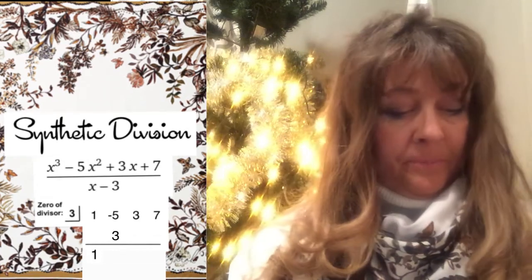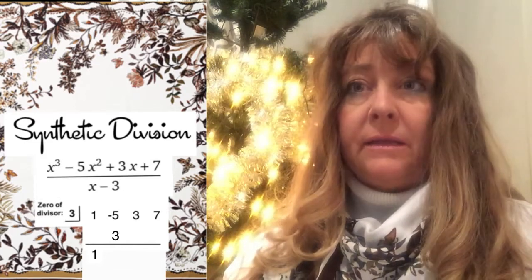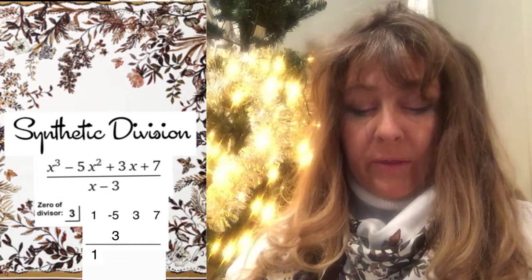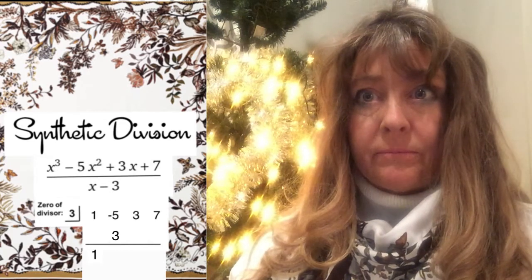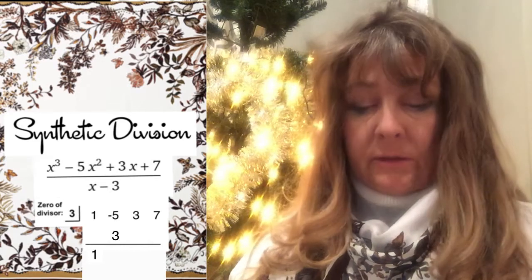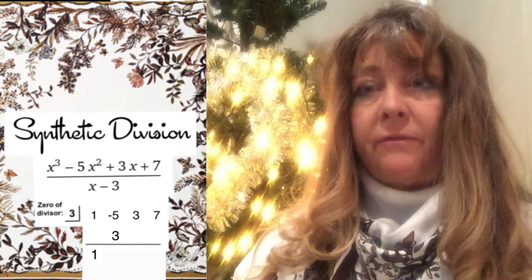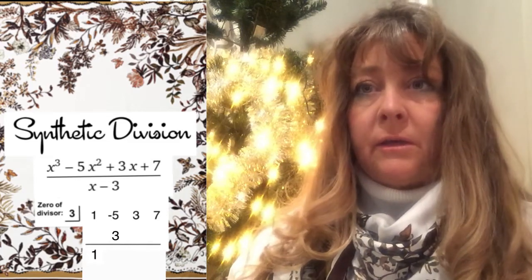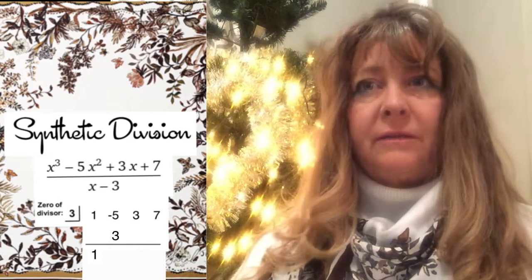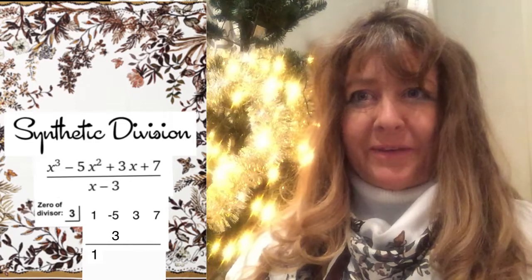Next, you're going to multiply the number in the division box, which is our 3, with the 1 that we just put down. 3 times 1 is going to be 3. And that 3 you will put in the second column underneath the negative 5. So it's probably easier to look at the example that I have. That might explain a little bit. It's kind of easier to see than explain.